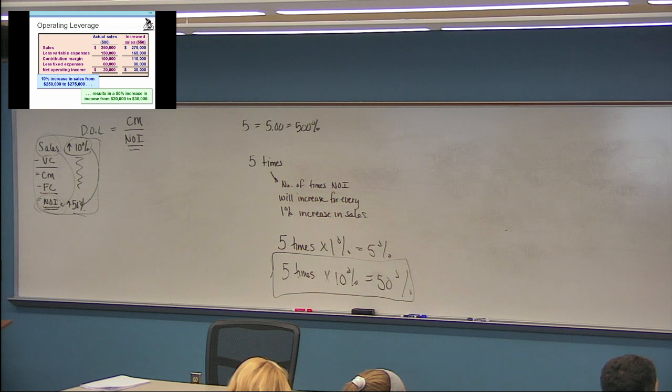Okay, 550 bikes times $300 a bike is 165,000. 550 times 200, right? 110. Fixed costs don't change in this scenario. And now look what my new net operating income is, 30,000. So you say, yes, my net operating income went up. But is there a formula that I can use to determine if that increases 50%?